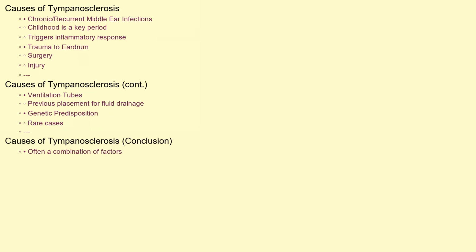So, what exactly causes tympanosclerosis? The most common culprit is chronic or recurrent middle ear infections, particularly in childhood. These infections trigger an inflammatory response, leading to tissue damage and the subsequent formation of hardened deposits. Other potential causes include trauma to the eardrum, such as from surgery or injury, ventilation tubes previously placed in the eardrum for fluid drainage, and even, in rare cases, genetic predisposition. It's often a combination of factors that contribute to the development of this condition.